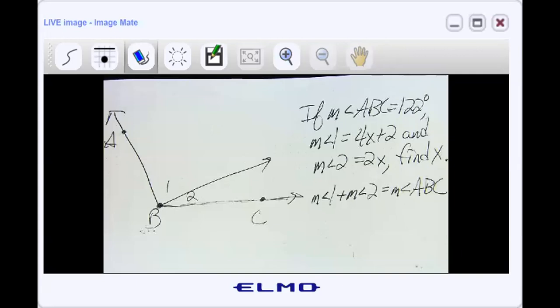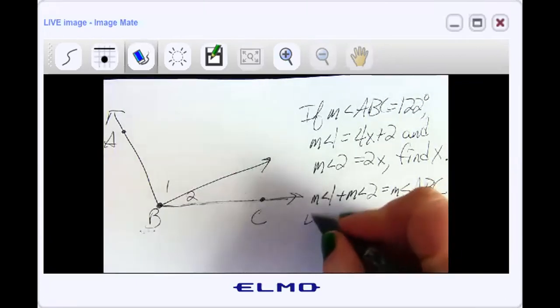Okie dokie, artichokes. Who can give me their equation? I don't want the final answer yet. I just want the equation. I'll take a volunteer, and if I don't get one, I'll call on someone. But I'd love a volunteer for this one. Go for it.